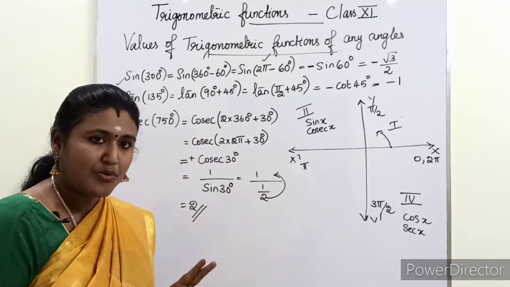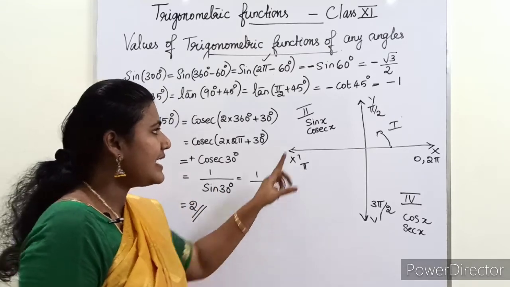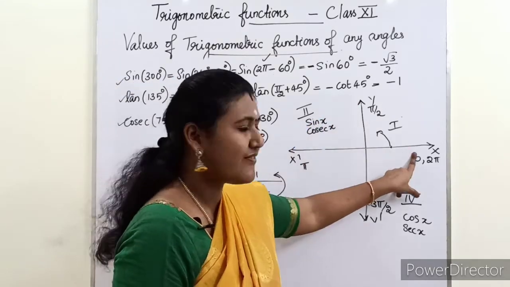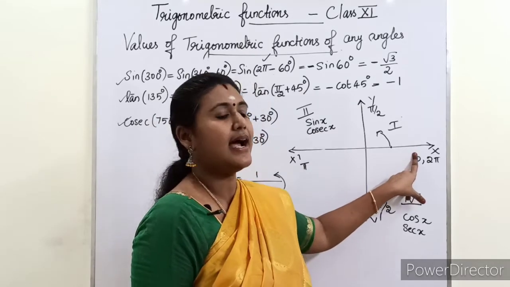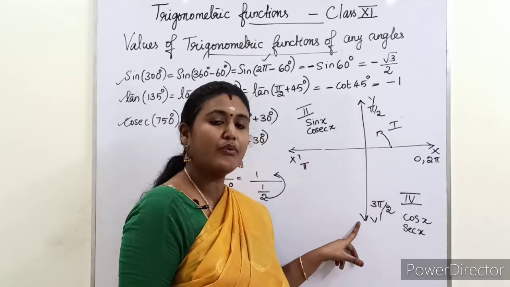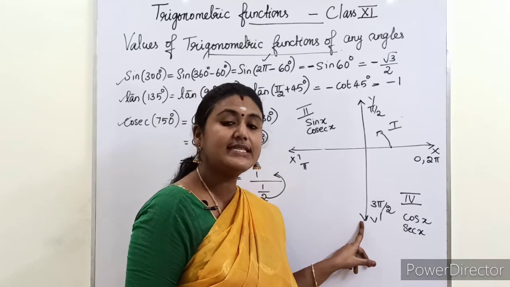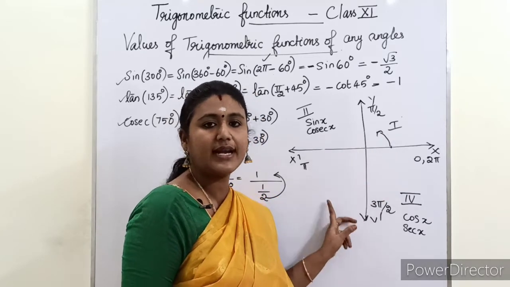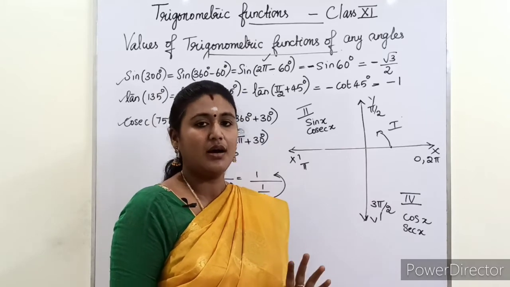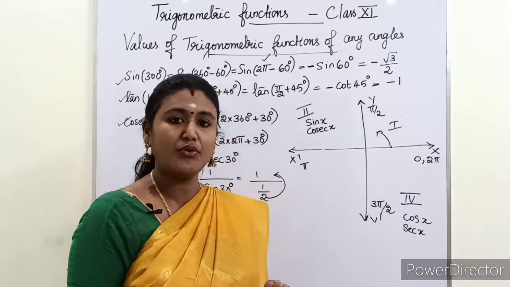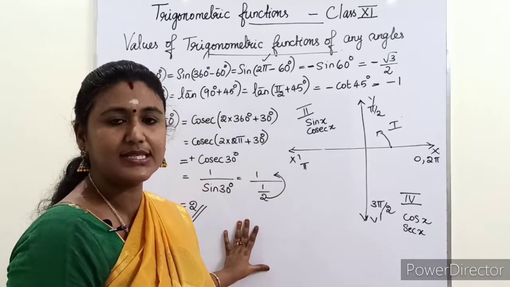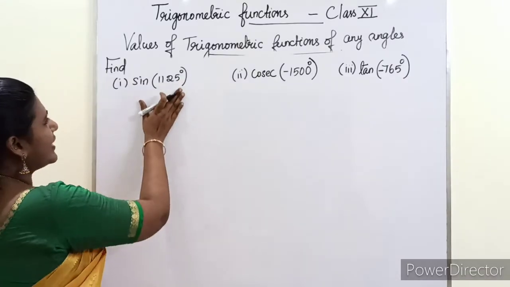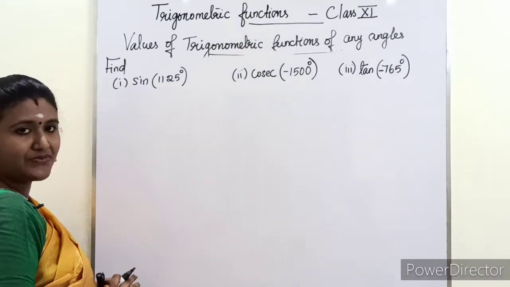So two things you have to remember. If the angle lies on the x-axis, the function will not change, and if the angle lies on the y-axis, the function will change into its co-function, and according to the quadrant, the sign also you have to give. Okay, now we will see a few example questions based on this concept. So how to find the values of these, we will see now.